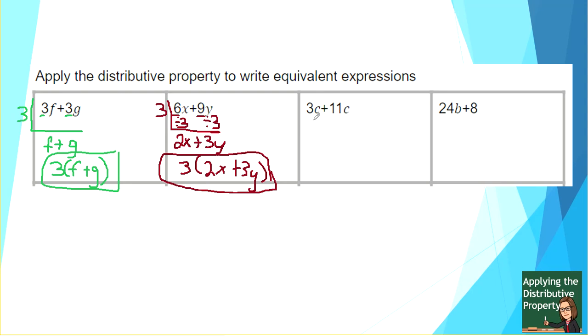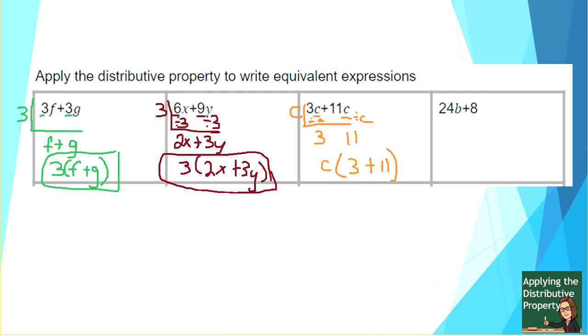Okay, in the next one, 3 and 11, they don't go into each other, but I have a C and I have a C. So that means I'm going to divide both by that variable. So I'm going to put C on the outside. So when I go 3C divided by C, C divided by C is 1, so that's a 3. 11C divided by C is 11. So it's going to be a C times a 3 plus 11. There you go. That's your answer.